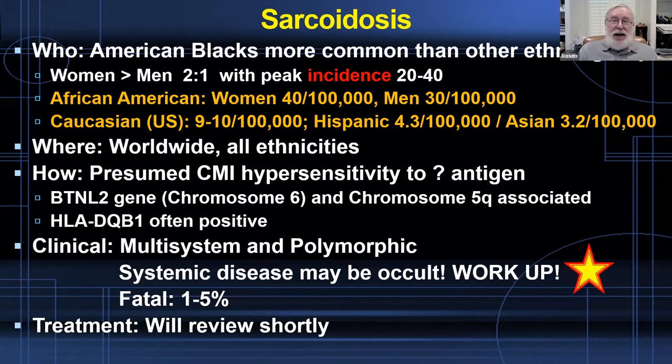This, I cannot emphasize this enough, because skin manifestations of sarcoid are common. There are differing numbers, but somewhere between 30 and 60% of Black patients with sarcoid will manifest with skin signs. And yet, they may have occult systemic disease, which is very important to monitor and treat.